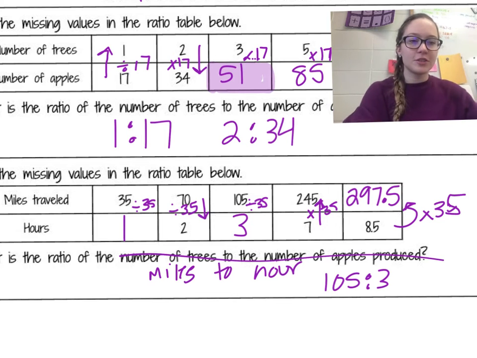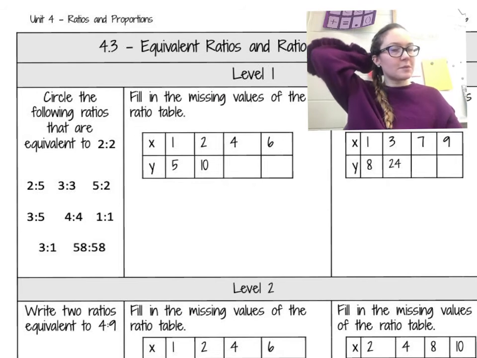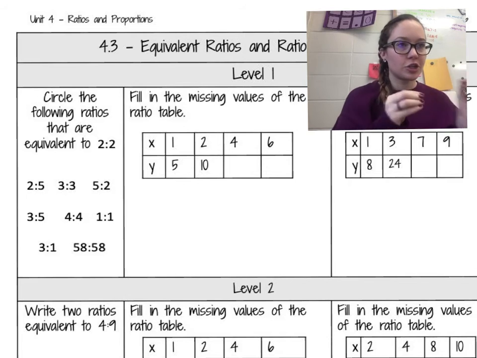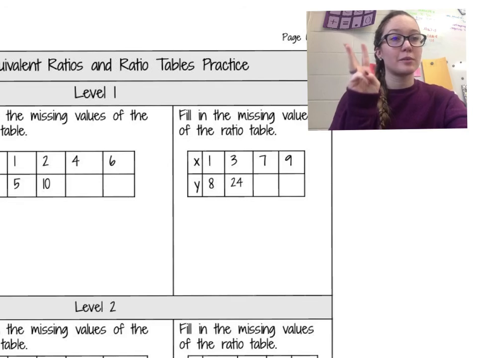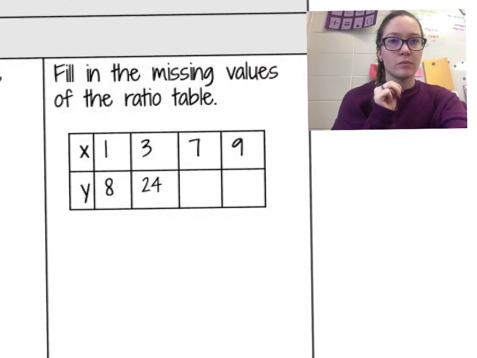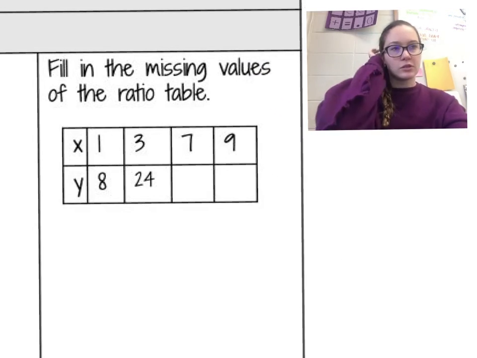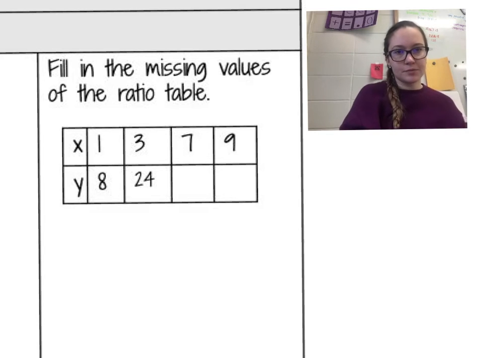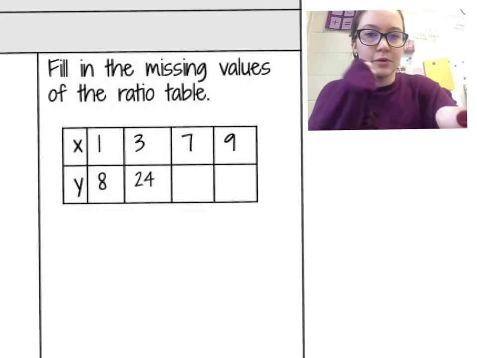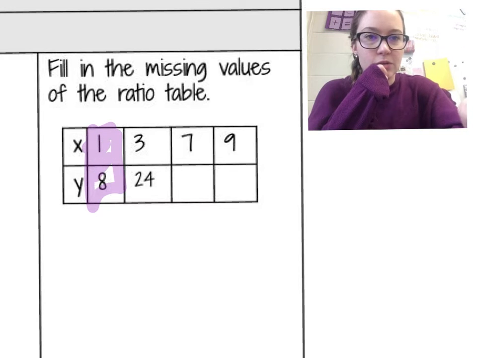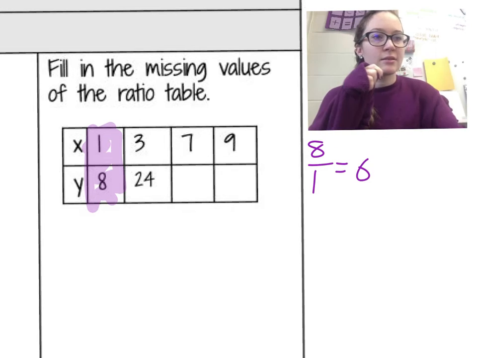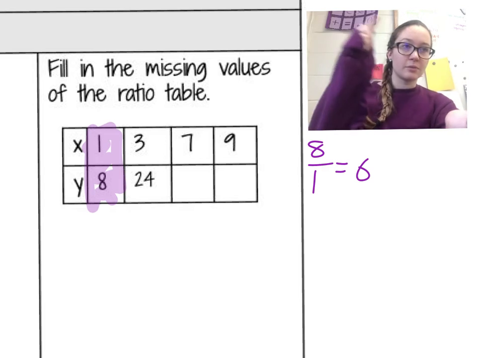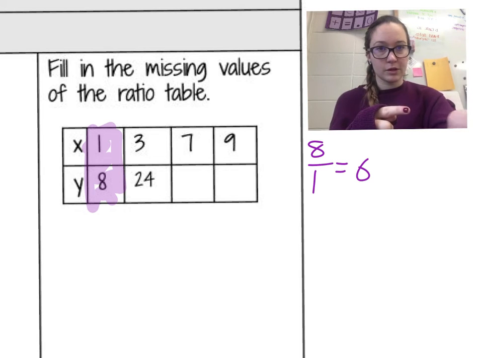Right. Let's pop over and do one from the homework. Okay, I'm going to do a couple of the tables with you to show you that multiplying process again. Let's do level 1, problem 3. Let's do number 3. Okay? So, to find that ratio, I'm going to take the bigger number. Let's use 8 to 1. I'm going to take the bigger number divided by the smaller number. 8 divided by 1 is 8. So that's what I'm multiplying by to get from the smaller number to the bigger number. Okay?